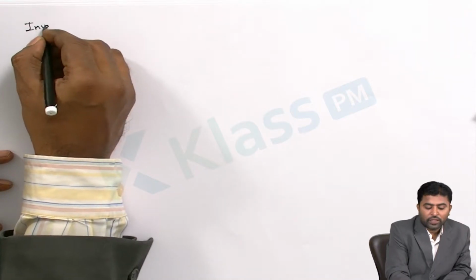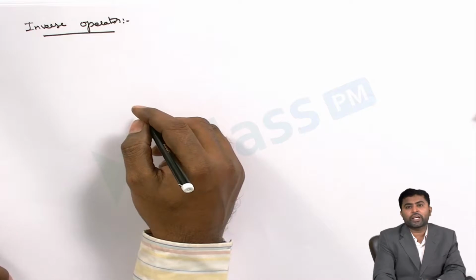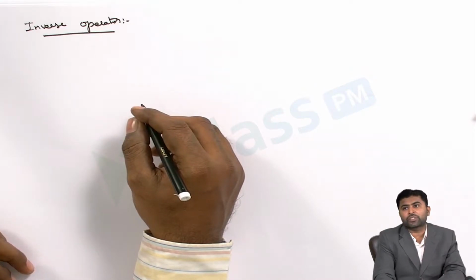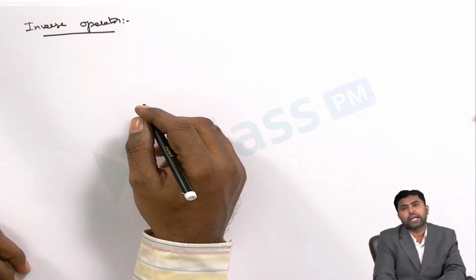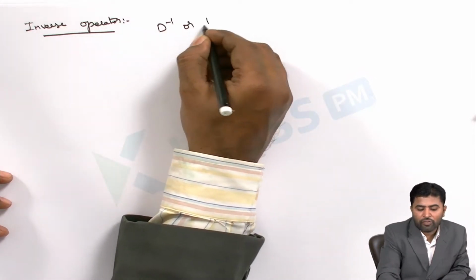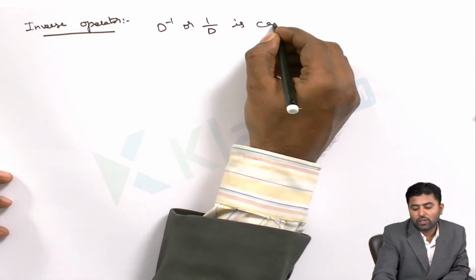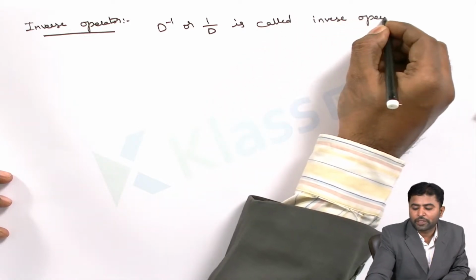First we'll look at the operator called inverse operator. We have taken D as the operator which was denoting differentiation, d by dx. Here the operator 1 by D denotes integration. D inverse or 1 by D is called inverse operator.